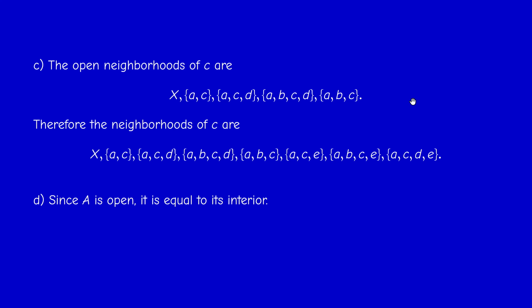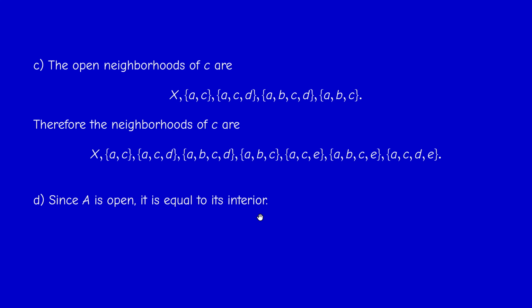Last question, we have to find the interior, the closure, and the boundary of the set, call it A, which is ABC. Now, ABC is in the list, so it's open. So it's equal to its interior, because the interior is the biggest open set contained in this set. A set is open if and only if it's equal to its interior.